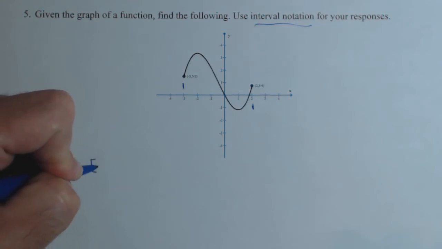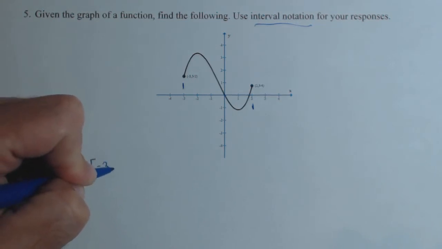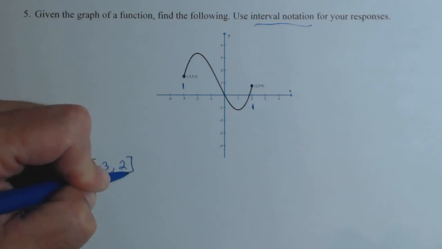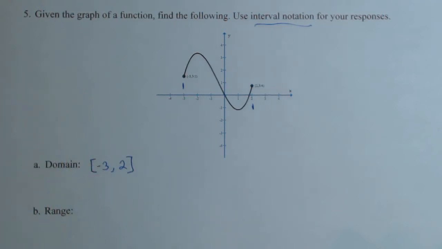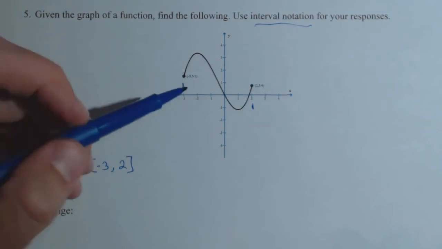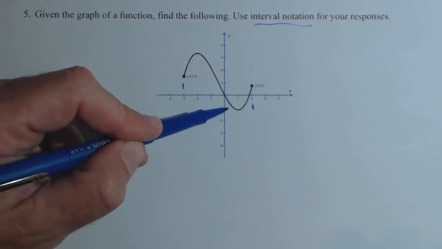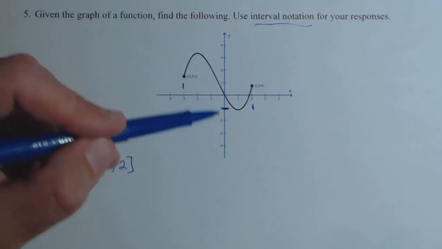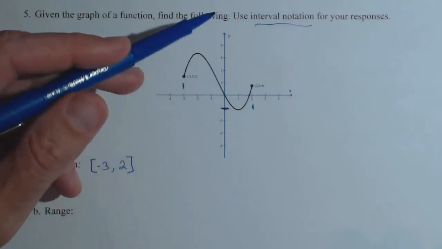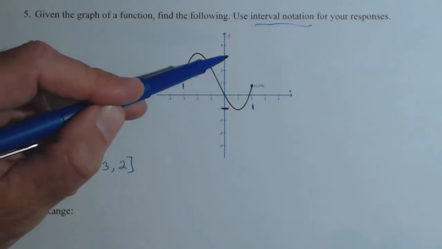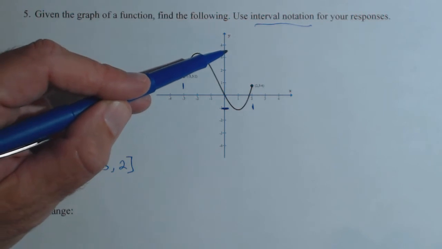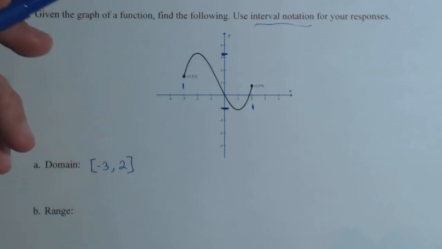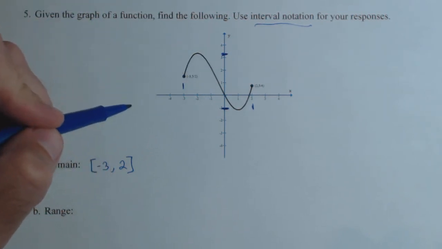So the domain in interval notation would be -3 to 2. Notice I only use the x values in the domain. The y values will get used in the range, and we want to pick the smallest possible y value, which is right around 1. It might be a little lower depending on how you decide to see it. And we got a top one here, just maybe a little bit above 3. And so there's our range.